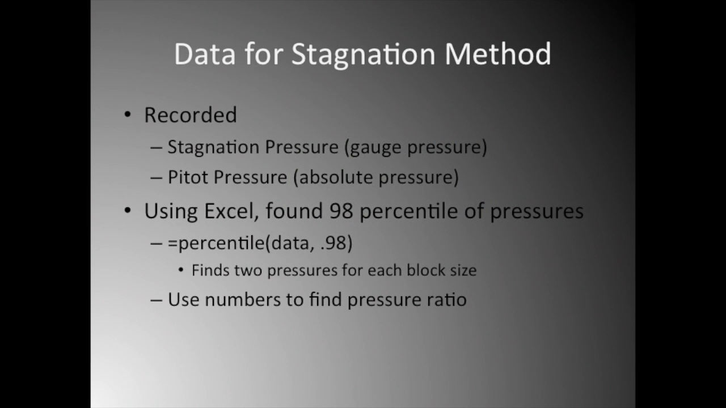The stagnation free stream pressure was recorded in gauge pressure, and the pitot pressure was recorded as absolute pressure using LabVIEW. The data was exported to Excel in order to find the 98th percentile. Using the percentile formula, Excel gives a stagnation and pitot pressure for each block size. Those numbers are then used to find the pressure ratio.